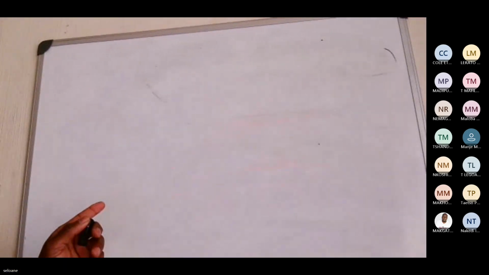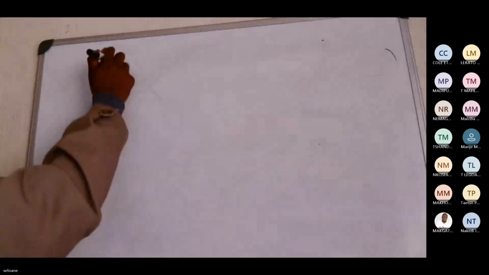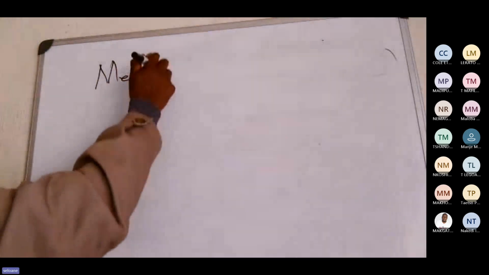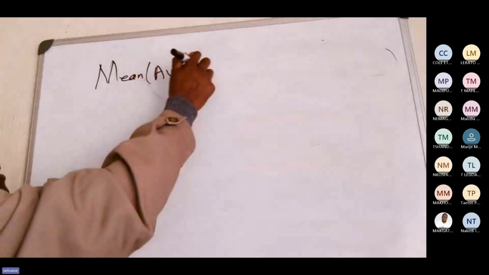Now, the next topic is, if there is no question. Any question before the next topic? The next topic is what is called the mean, or in brackets, the average.